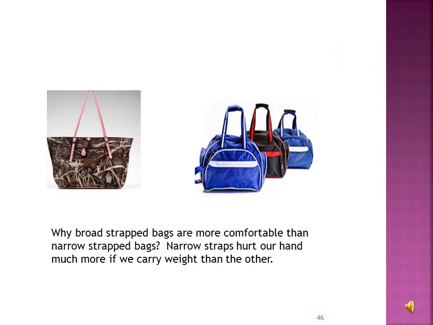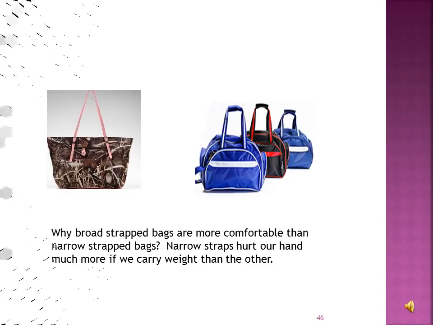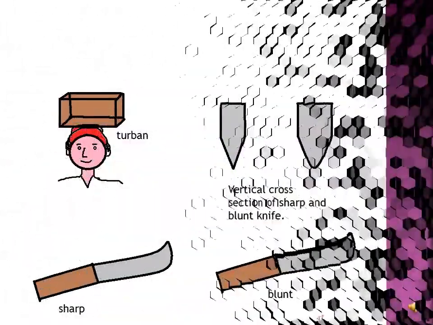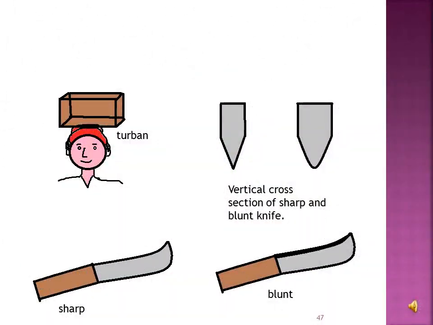Why are broad strap bags more comfortable than narrow strap bags? Narrow straps hurt our hand much more if we carry weight than the other. Porters use a round piece of cloth on their heads when they carry heavy loads. Why? By this, they increase the area of contact of the load with the head. So, pressure is reduced. It is easier to cut vegetables using a sharp pointed knife than a blunt knife.